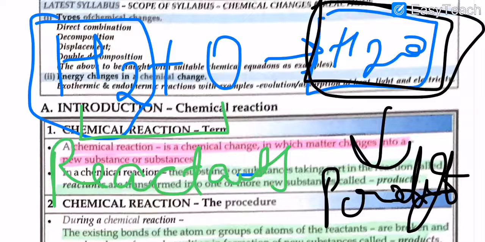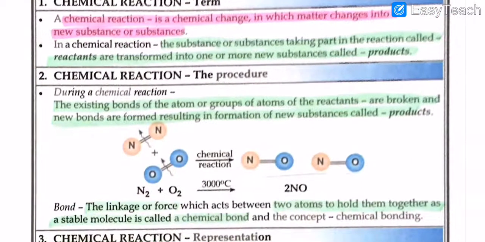So during a chemical reaction, the existing bonds of the atoms or groups of atoms of the reactants are broken and new bonds are formed, resulting in the formation of new substances called products. So again, let's break this down, alright? What does it say? During a chemical reaction, the existing bonds of the atoms or groups of atoms of the reactants are broken.